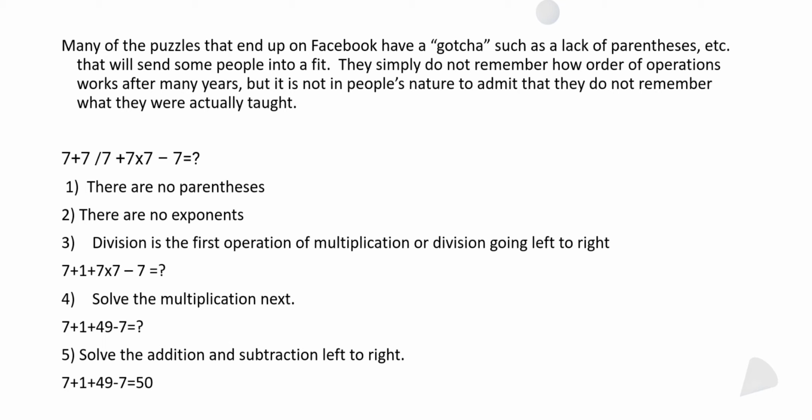So in this problem, the way that we're going to solve it is you first look at it. We don't have, number 1, we have no parentheses. Number 2, we have no exponents. Number 3, division is the first operation between multiplication and division that we run into going left to right. So we're going to do that division first, right? And that is 7 divided by 7.